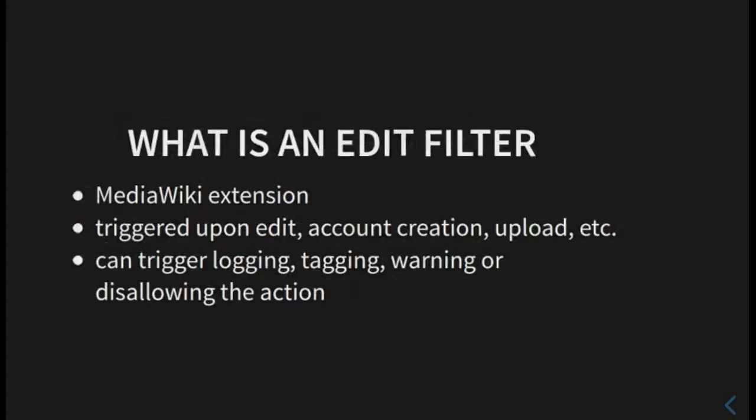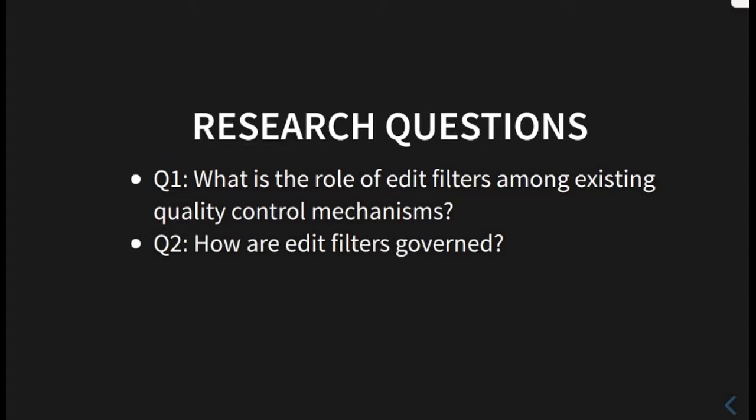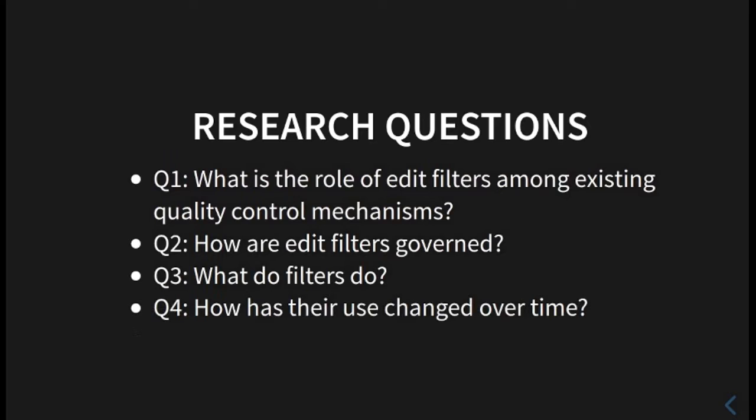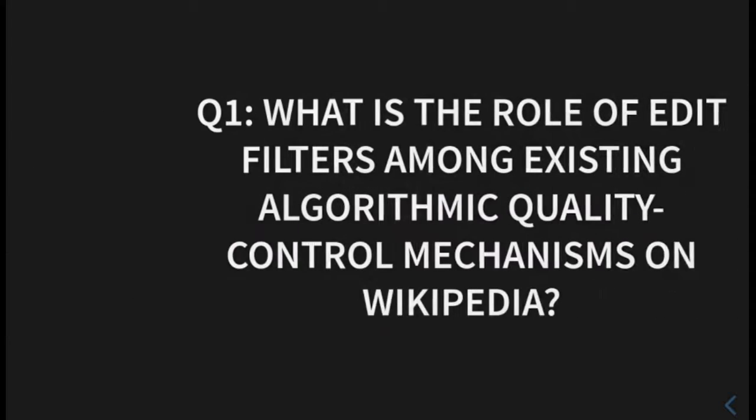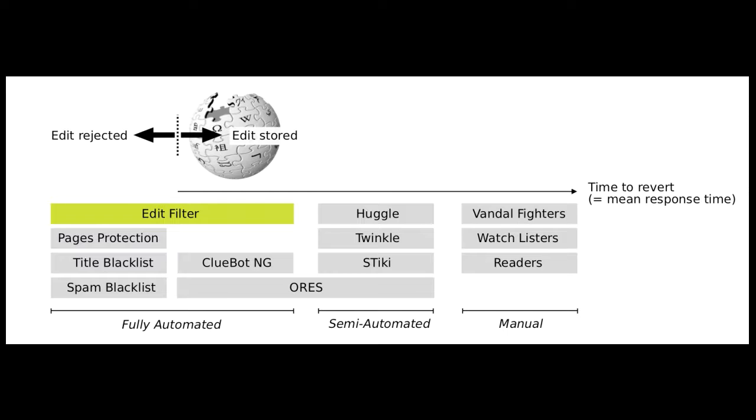So we tried to make sense of what is the role of edit filters among existing quality control mechanisms, why were they actually introduced, how are edit filters governed, what do they do, and how has their use changed over time. So what is the role of edit filters among existing quality control mechanisms? Together with page protection and the title and spam blacklist, edit filters are the first mechanisms activated to control quality. All these mechanisms operate before publishing, having the power to effectively disallow the edit to go live. However, unlike page protection, filters can target malicious users directly and do not restrict everyone.